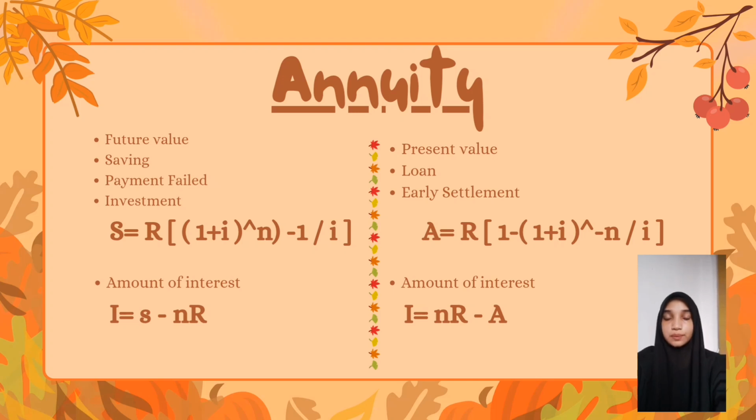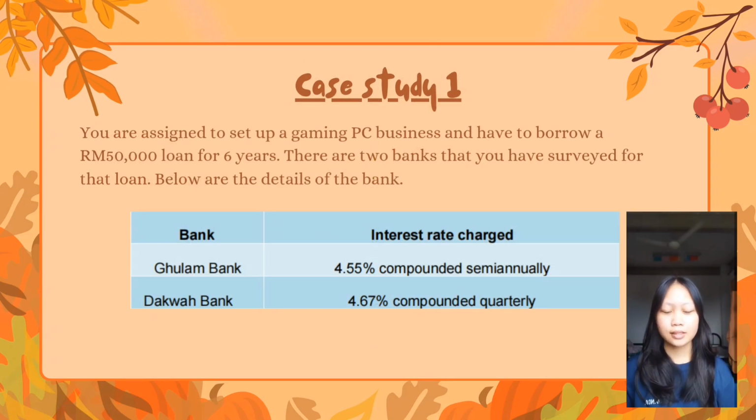The second formula is for the amount of interest in the investment category, which is I = S - nR. The third formula is A = R[1 - (1 + i)^-n]/i. This formula is used for present value, loan, and early settlement. The last one is to find the amount of interest in the loan category, which is I = nR - A.